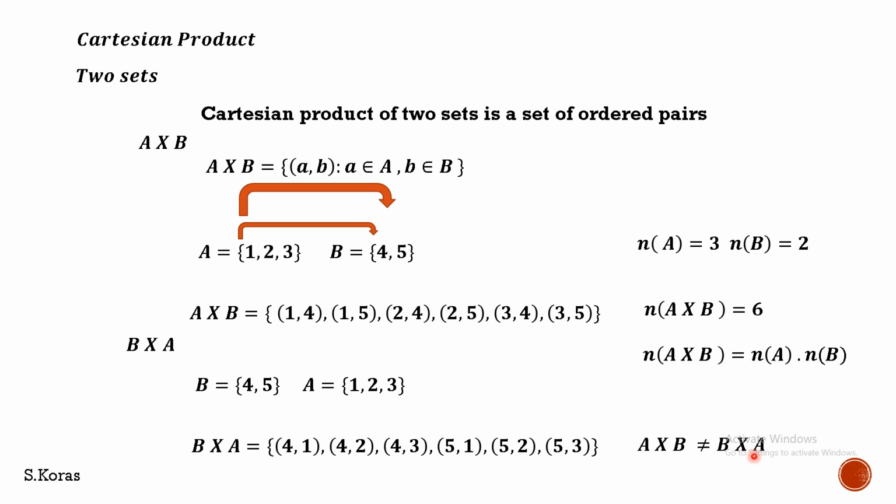If we want A cross B to be equal to B cross A, then the only way is A should be equal to B, no other way. Right. So now you know what the Cartesian product of two sets is. Now let us try to find the Cartesian product for three sets.